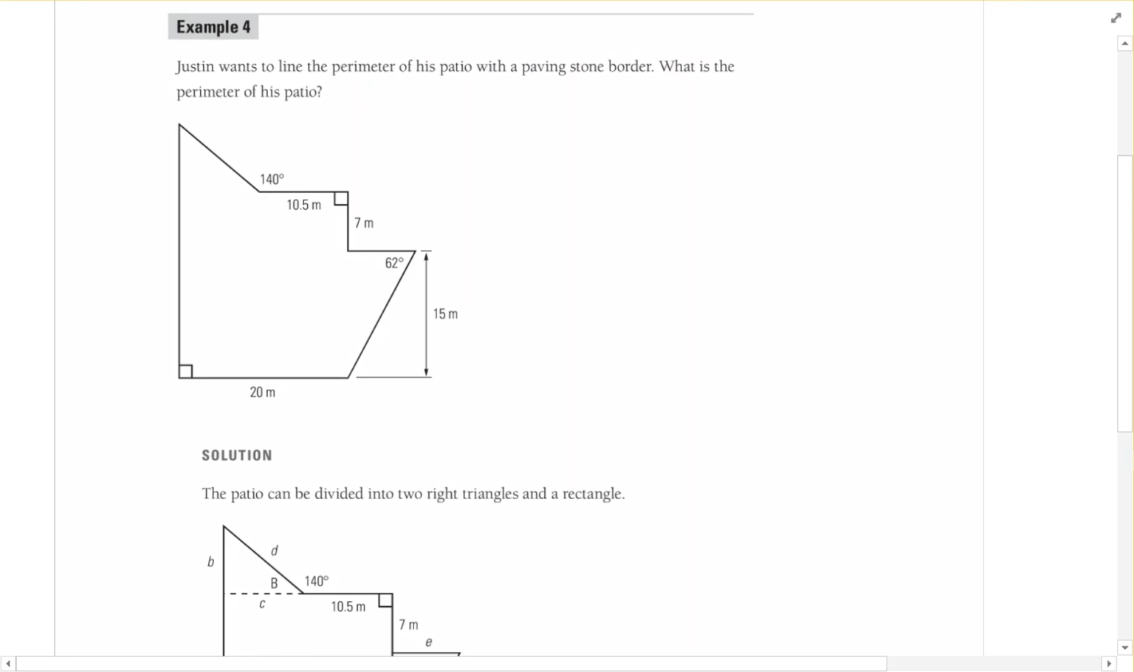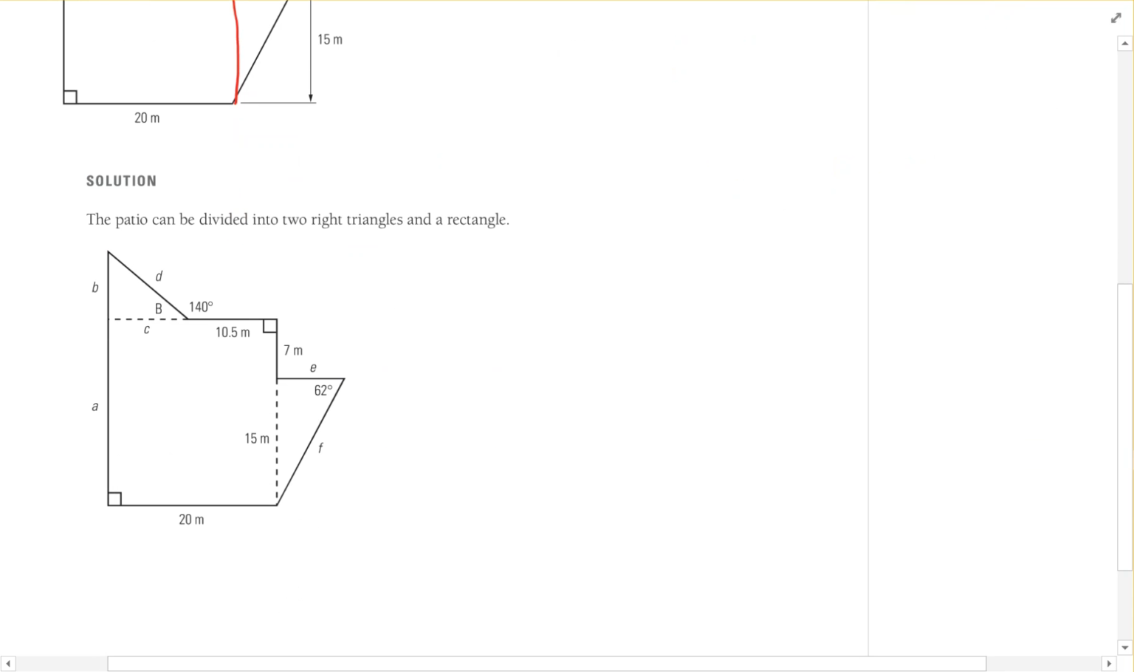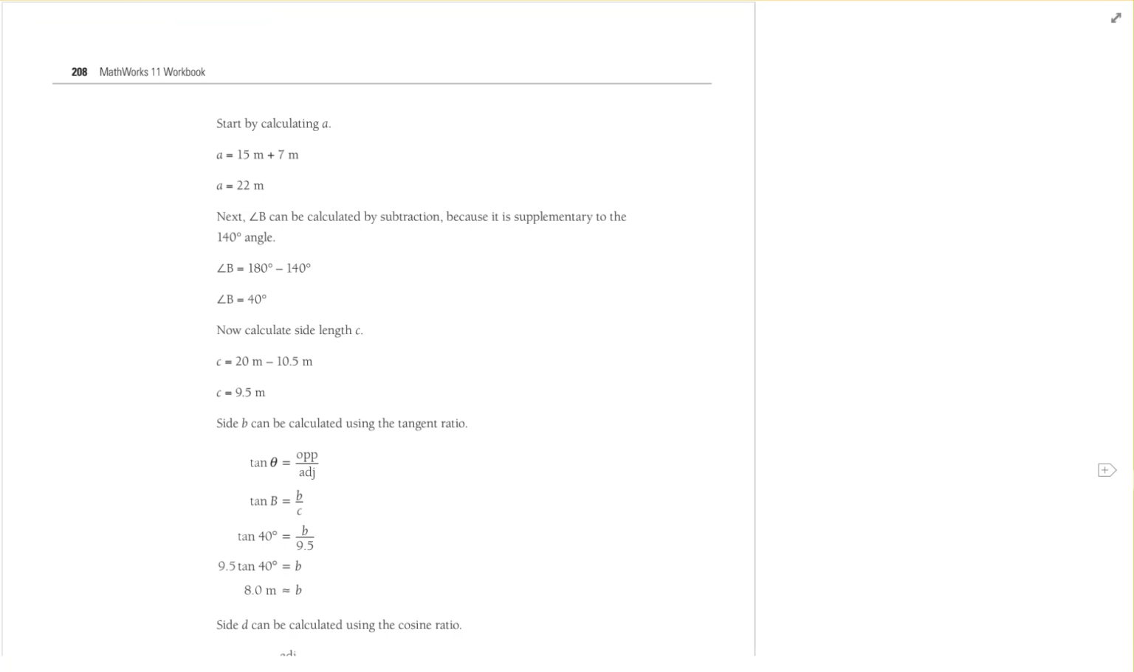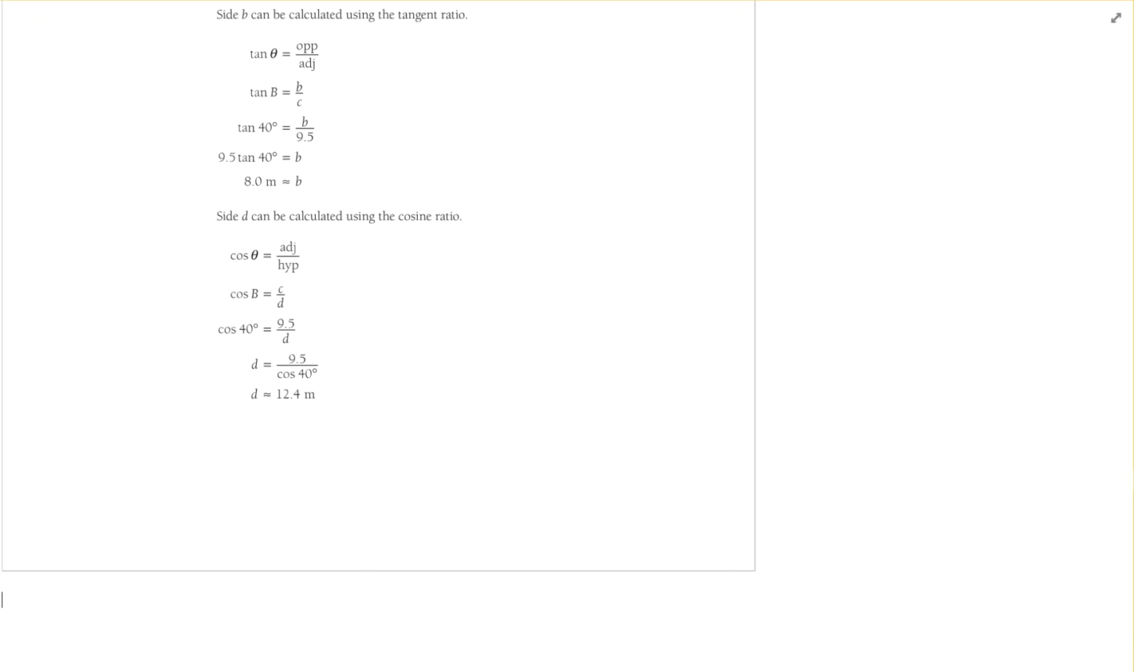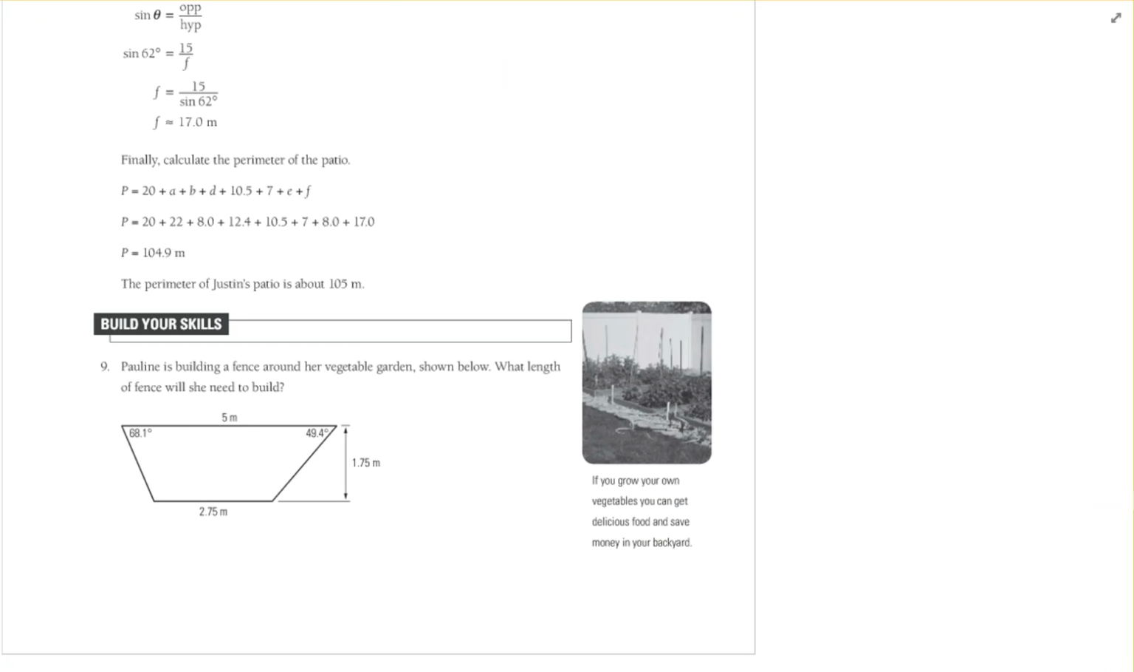Okay, so here's example 4. I'll let you guys look through that one too. The key is to make some triangles out of this. They go through it with the textbook too to walk you through how they would work, so take a look at that. I'm going to go through though, just for the sake of time. So that's still their calculations there, and then build your skills.